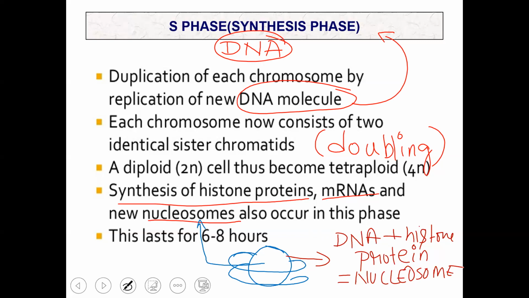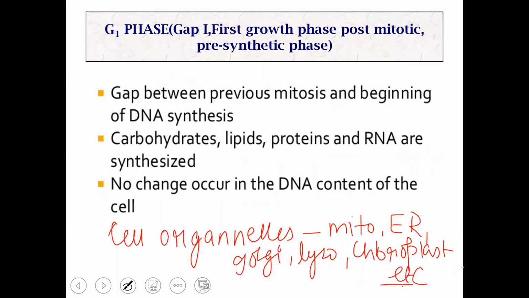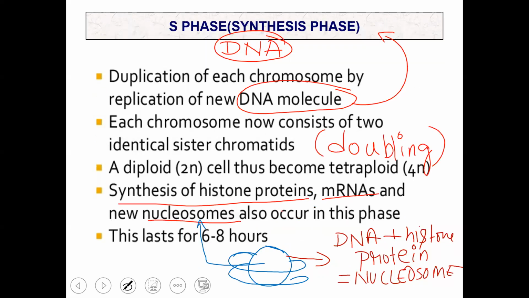So coming to the duration, in case of the synthesis phase, it is about 6 to 8 hours or 8 to 9 hours. But in case of G1 phase, let me go back and you can take it down. Out of a 24 hour duration, 10 hours is going to be G1 phase. Hence, this is the longest phase of interphase. Interphase on the whole is the longest phase in the cell cycle, and within interphase, G1 phase is the longest. Then comes the synthesis phase, which lasts about 6 to 8 or 9 hours on an average.